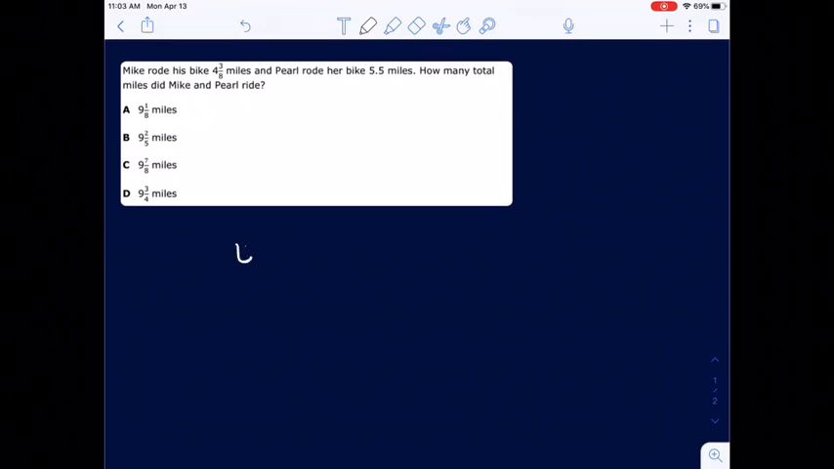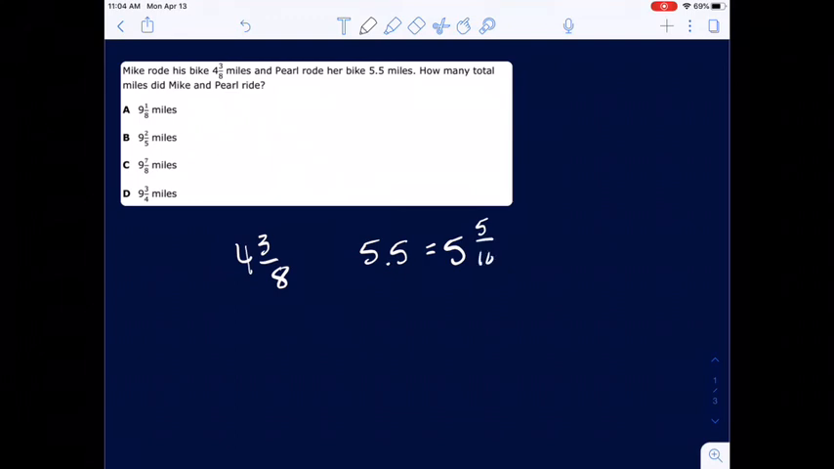We know we're working with 4 3/8, and we're working with 5 5/10. If we need to get both of these in the same form, then I need to figure out how to write 5 5/10 as a fraction. Well, remember, 5/10 can be written as 5/10. You did this early in the school year when you were doing expanded form, when you wrote decimal places as a fraction. So this is 5 5/10.